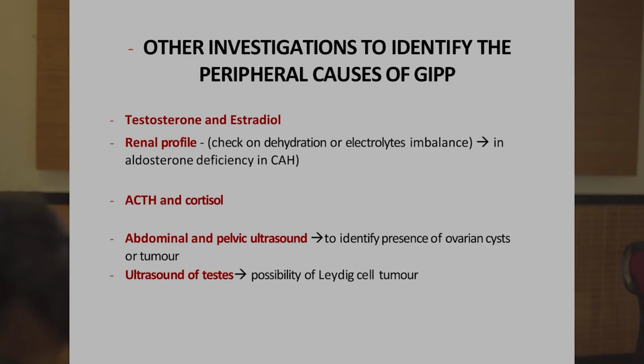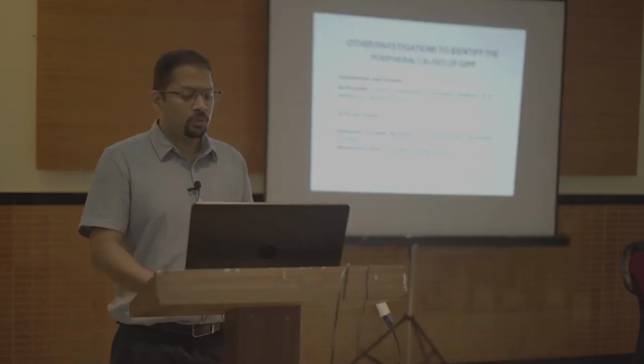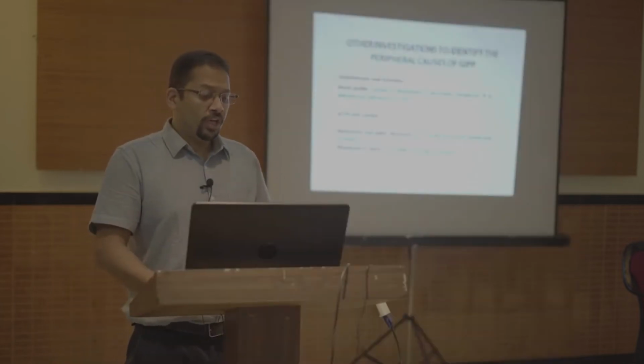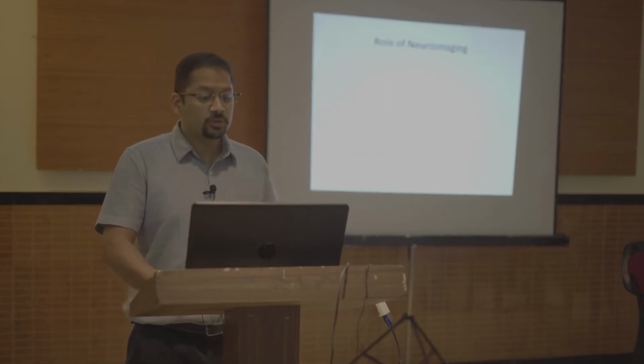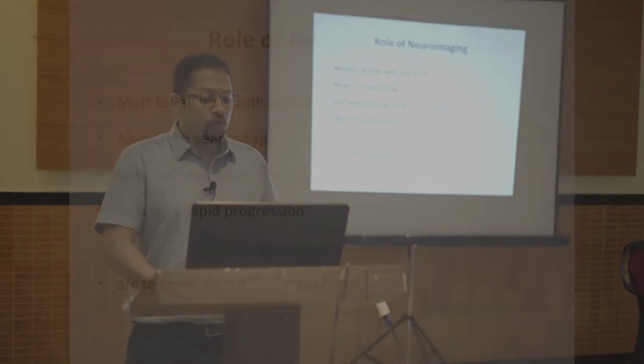And you will do an ultrasound of the abdomen and pelvis for any intra-abdominal mass, and of the testis especially when suspecting a Leydig cell tumor, because Leydig cell tumors are such small tumors that sometimes they cannot be palpated. So if you are suspecting a peripheral cause, then you have to go for an ultrasound of the testis and look for antibodies. So what is the role of neuroimaging?